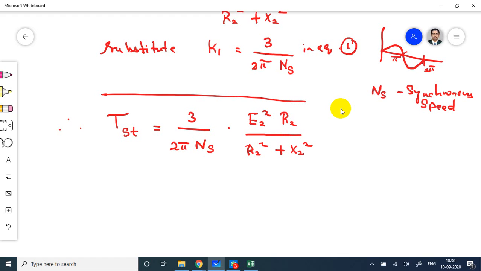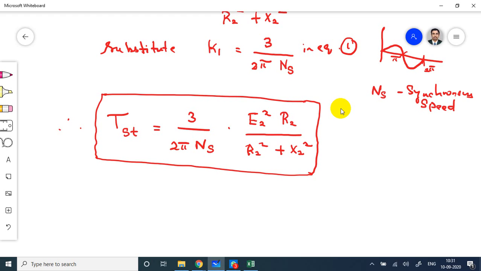This is the starting torque equation. Okay, this equation is known as the starting torque equation.